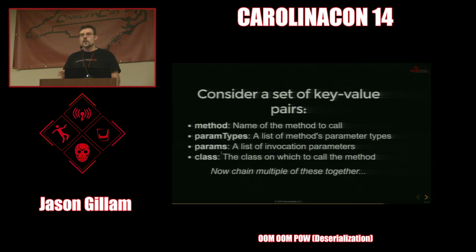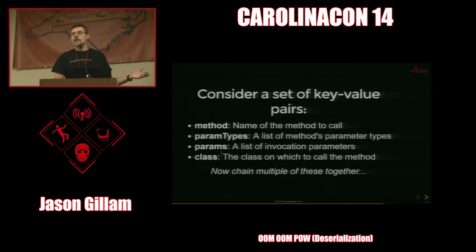So if you consider key value pairs, just like a dictionary or a hash map, except that they are set up for the elements that you need to call a function somewhere. So you have a method, parameter types, parameters, classes. The key is a method, and then you give it the name of the method. The parameter types would tell you which parameters you need. The parameters themselves is going to be a list of the values you're going to pass in there.